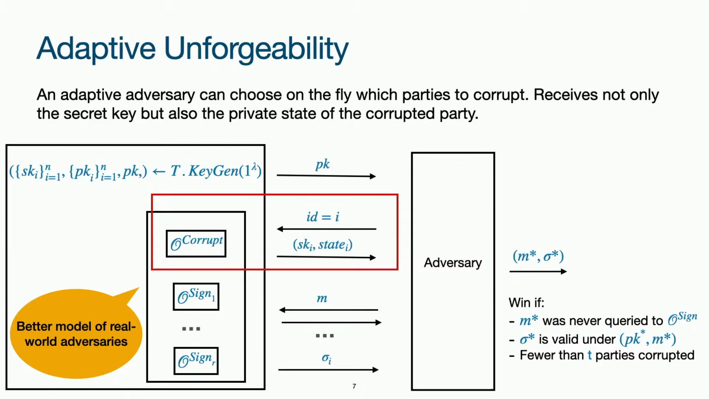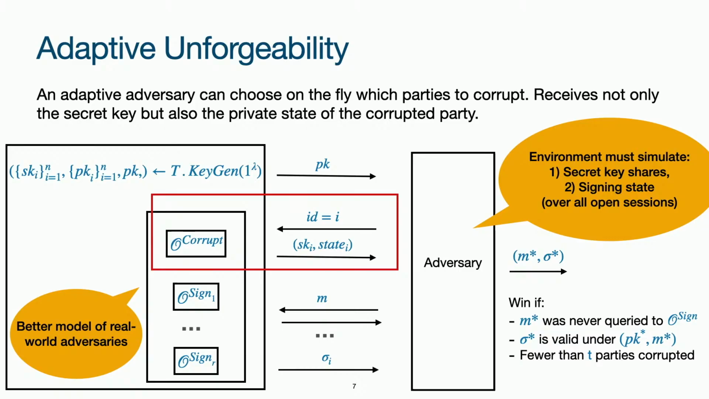This notion of security is interesting because it does model what we would think a real-world adversary would do, right? A real-world adversary, we wouldn't expect to declare at the beginning of time which parties it wants to corrupt. We would expect that it would do something more along these lines. So in theory, we would want to target this notion of security.